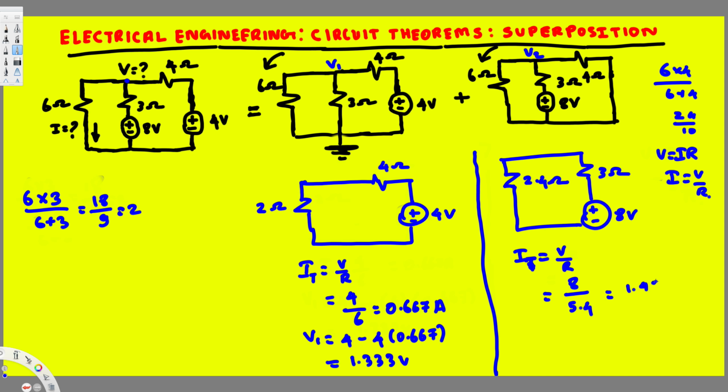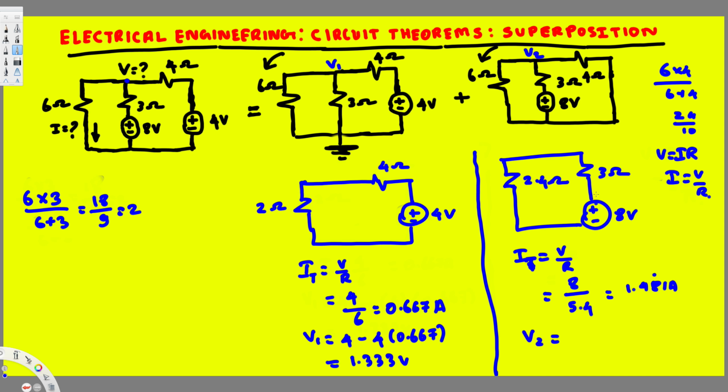So this one gives us 1.481 ampere. So this is 1.481 ampere. After we have the current, again we can use the same approach to find the voltage at this location, V2.